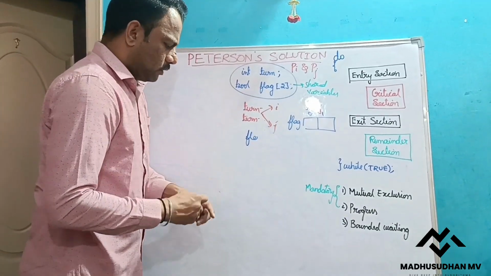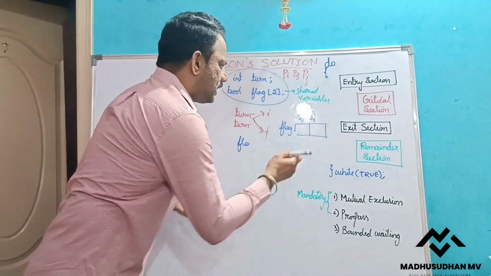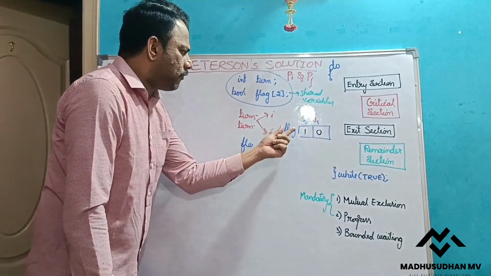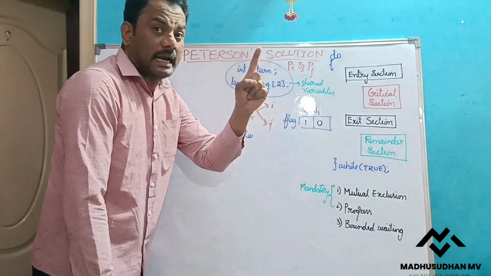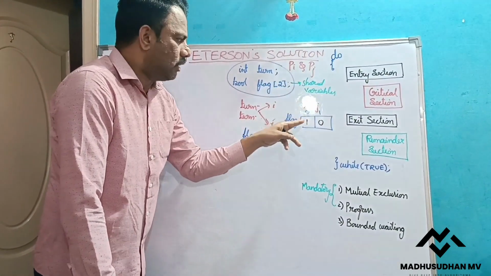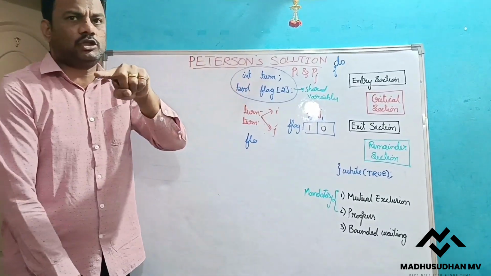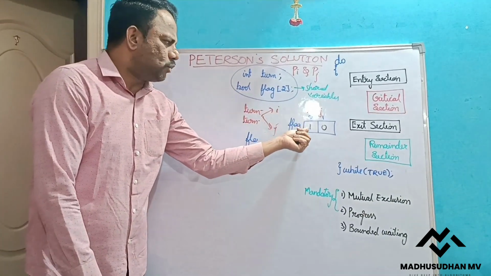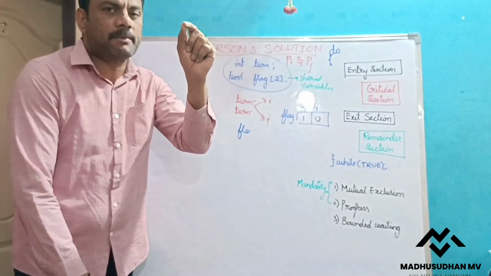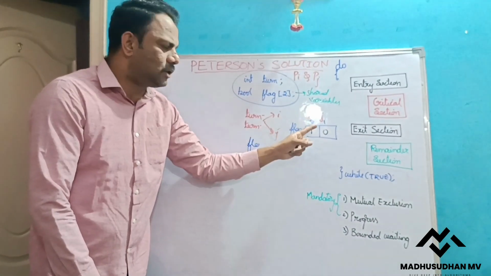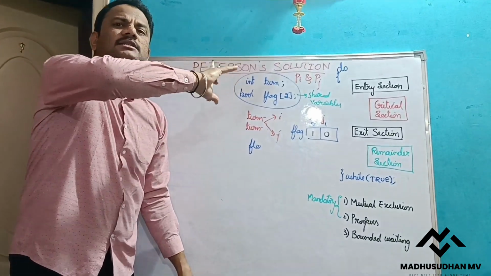Okay, now suppose this is 1 and this is 0, which means process I is ready to enter. The flag value is 1 because it is a boolean. Boolean means it should be either 0 or 1. If it is 1, that particular process is ready to enter into the critical section. If it is 0, it indicates that the process is not ready.